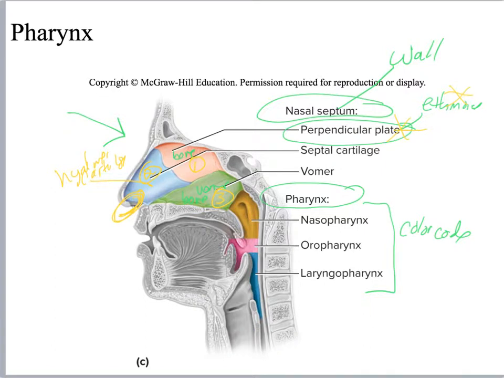And you should know this, all right, that the perpendicular plate, which is part of the ethmoid, creates part of the nasal septum. This is a refresher from A&PII. So this is why we are learning that bony structure, so that we can visualize that septum.